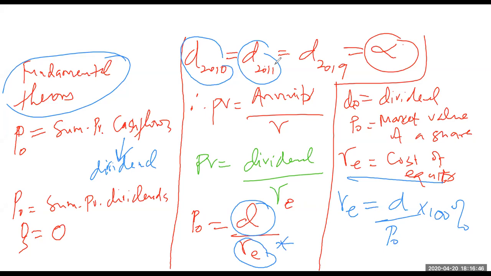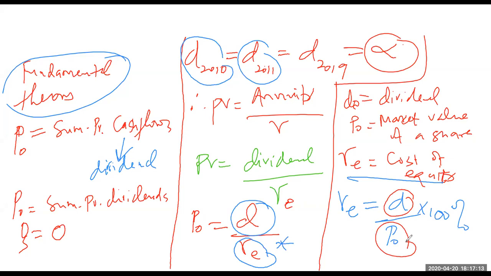Okay, and that's how we estimate the cost of equity in the case of no growth in the dividends. The cost of equity is D naught divided by P naught, where P naught is the market price per share and D is the dividend. This D is not growing; it's constant, it's fixed.